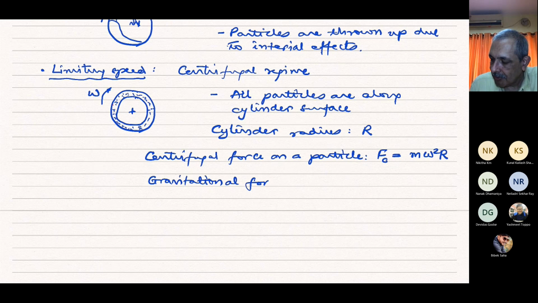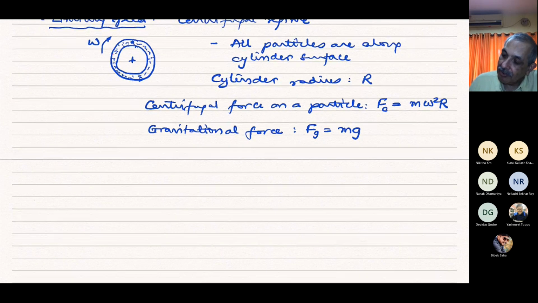and the gravitational force is just Fg, which is equal to mg. So, if the particle is over here, that experiences the maximum gravitational force. And so what you expect is that if centrifugal force is larger than the gravitational force, then the particle will never fall down. So, the critical rotational speed is when these two are equal.